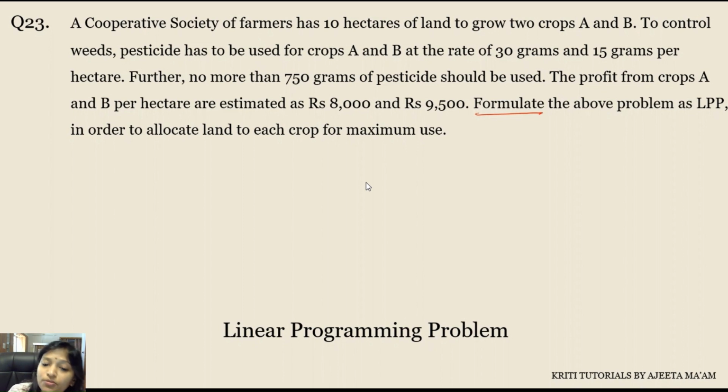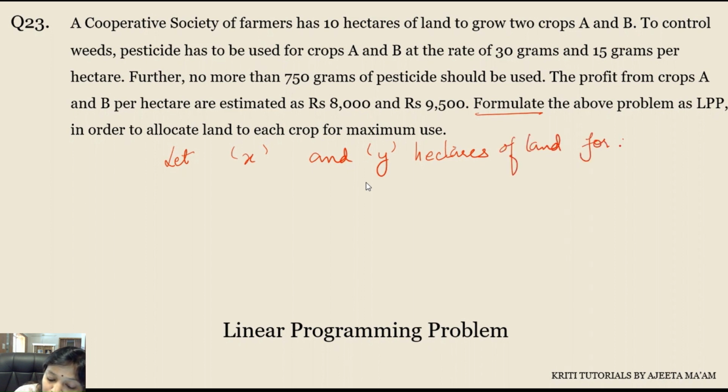Now, first of all, the most important step will be the let statement. That is, what are we going to take as the variables? So here the important part is to take the variables. Now let us take x and y. Correct? Let us take x and y. So what will be x and what will be y? For x we are taking crop A, correct? And for y we are taking crop B. So it will be x and y hectares of land for crop A and crop B. This is important. Again, half a mark will be there for the let statement.